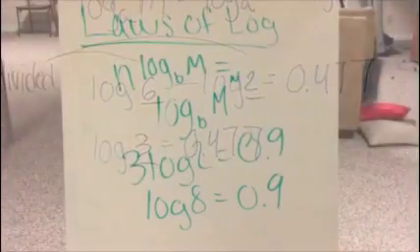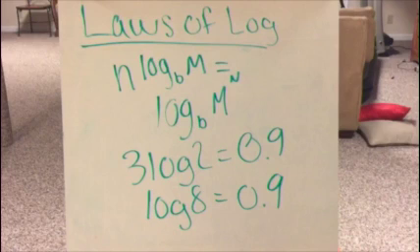The next law is that n log base b of m equals log base b of m to the n. So basically the coefficient becomes the exponent. This can be shown through 3 log 2 equals 0.9, while log 8, which is 2 to the third, also equals 0.9, once again proving this law.